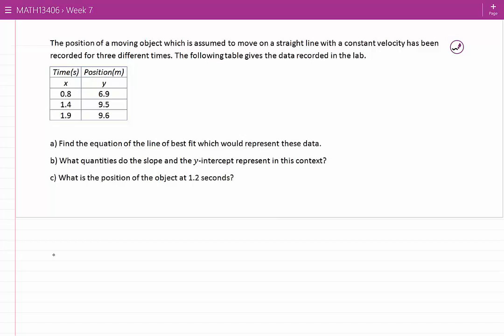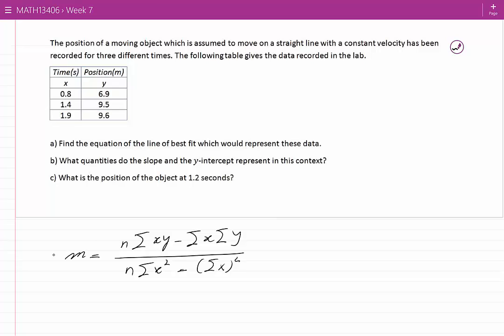What quantities do the slope and the y-intercept represent in this context? What is the position of the object at 1.2 seconds? The slope of the line of best fit using linear regression is n sum xy minus sum x sum y, divided by n sum x squared minus (sum x) squared.